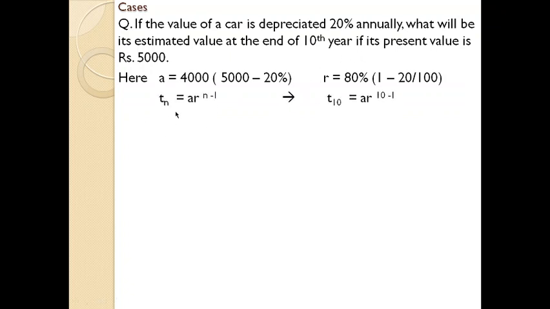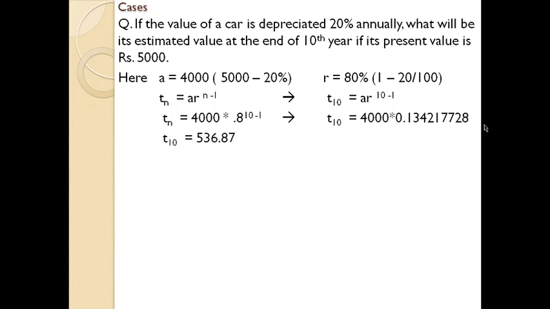By substituting the numbers in the geometric progression equation, you will get T10 equal to AR raised to 10 minus 1. That is 4,000 into 0.8 raised to 10 minus 1. 0.8 means 80%. That is T10 equal to 4,000 into 0.8 raised to 9. Finally, the value is 536.87. So the value of the asset at the end of the 10th year is 536.87.